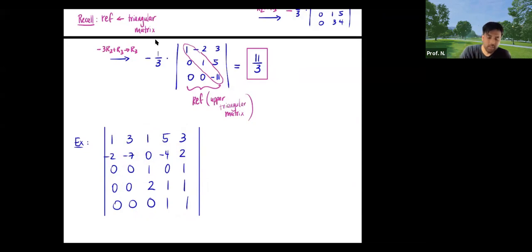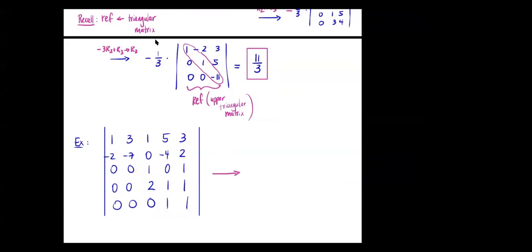Or you can just write this because this is almost in row echelon form. It's almost a triangular matrix. So all I have to do is get rid of this negative 2, get rid of this 2, and get rid of this 1. So how do I get rid of the negative 2 up here? What do I apply? You could do 2R1 and add it to R2.